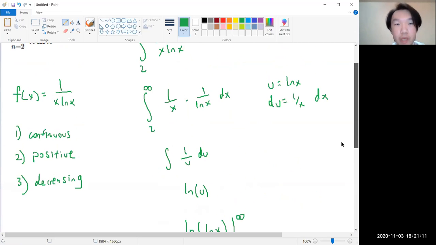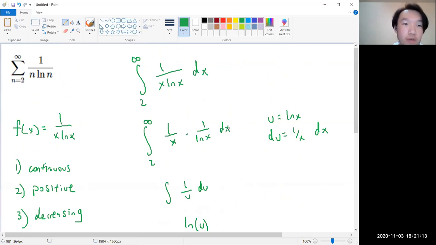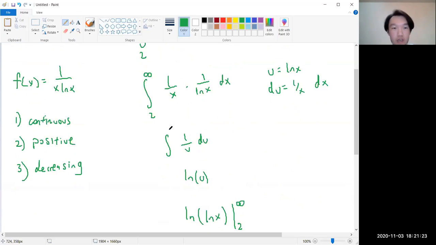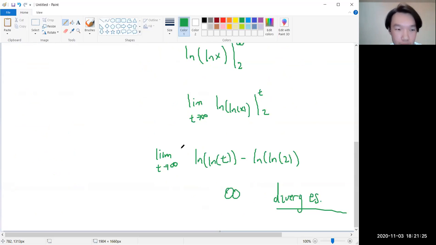Okay, so the main idea of this is that you have a series, and if you were to convert it into an integral, and if it's something you know how to integrate, then chances are you can easily do the integral test. Okay, what do you guys think? Any comments?